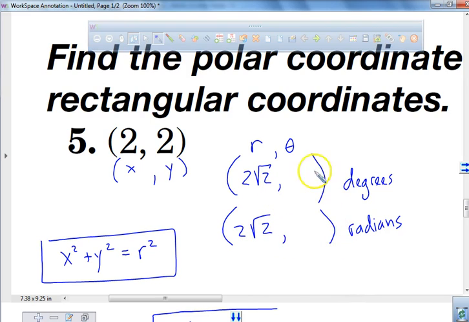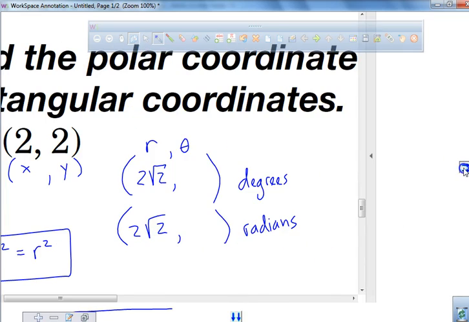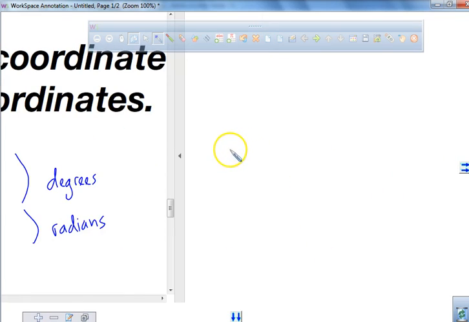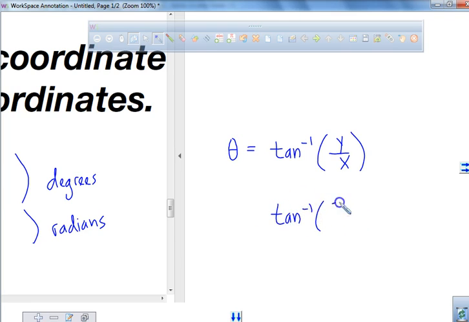Now all we got to do is find theta in degrees and theta in radians, and we're going to be done with this particular problem. By the way, theta will equal what's called the inverse of tangent when you take your y value and divide it by your x value. Now, these are pretty easy. It's just a 2 and a 2. It's the same as saying the inverse tangent of the number 1.